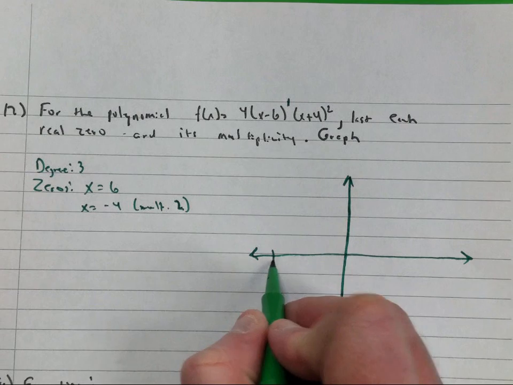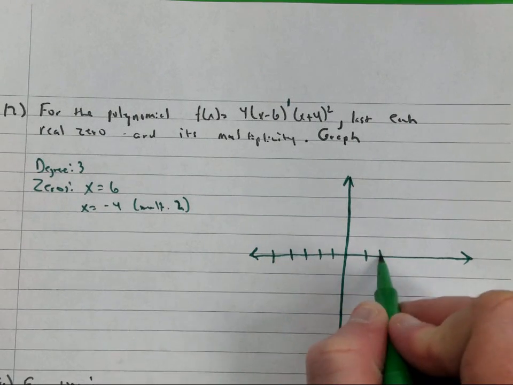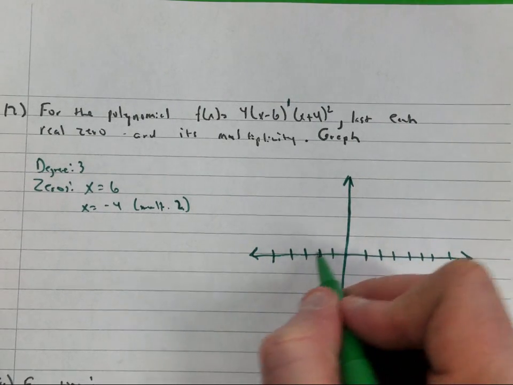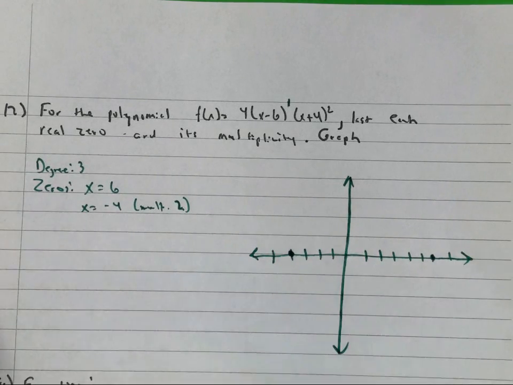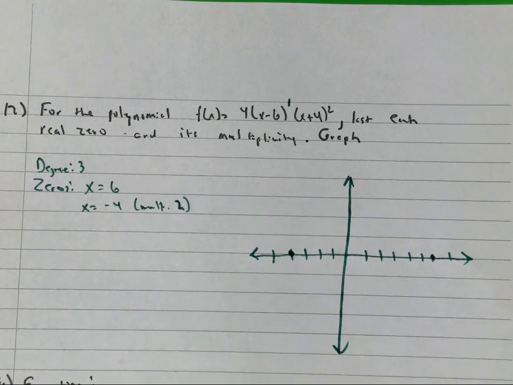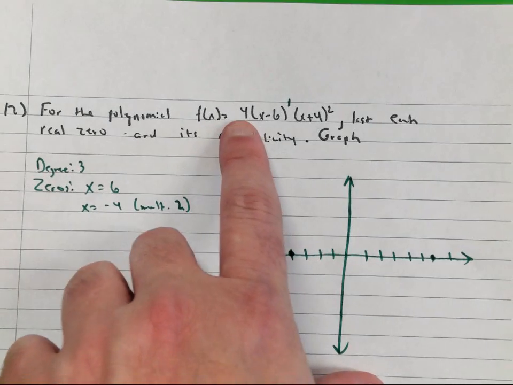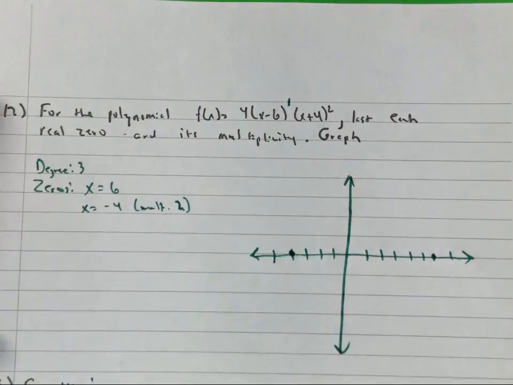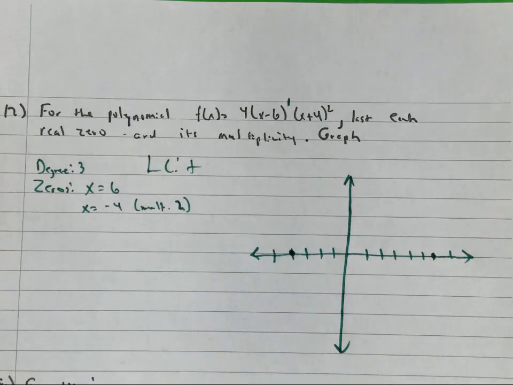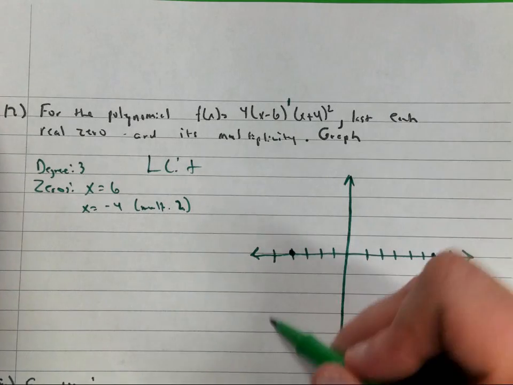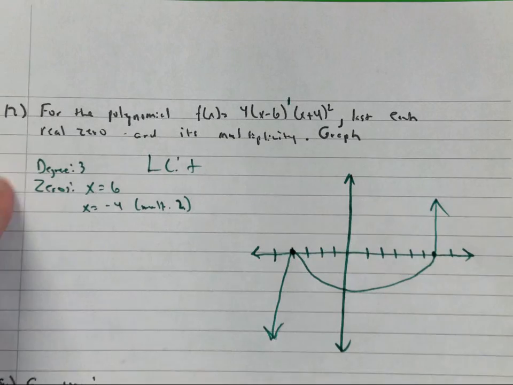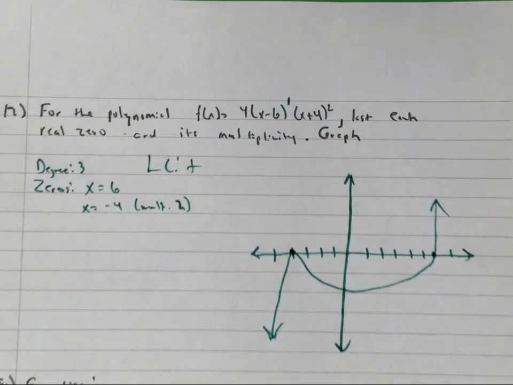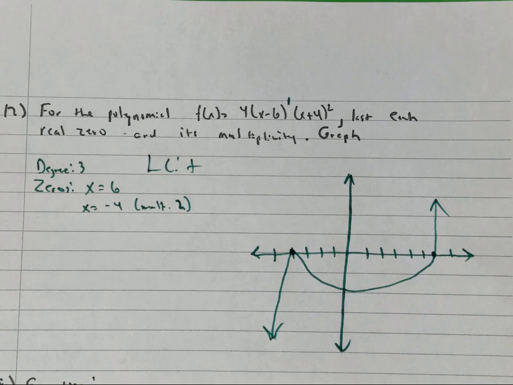This is number 17. Negative 4 there, 6 there. Remember, degree 3, your ends are going to be pointing in opposite directions. Also, your leading coefficient is what? Positive. We need to know that because that affects how I'm going to sketch the graph. And there's my sketched graph of that. It's going to be increasing from left to right because the leading coefficient is positive. You need to review those rules.